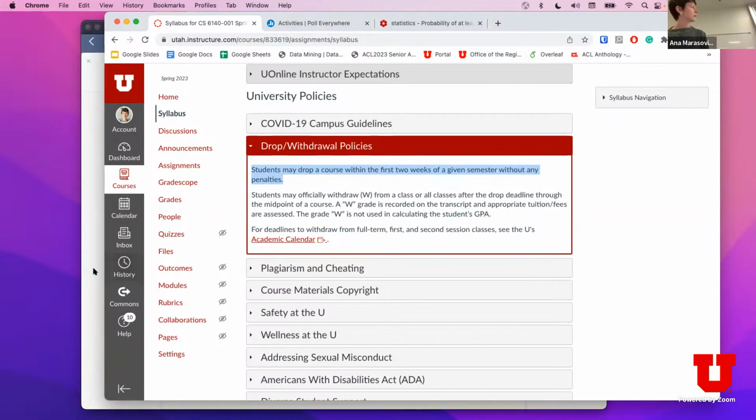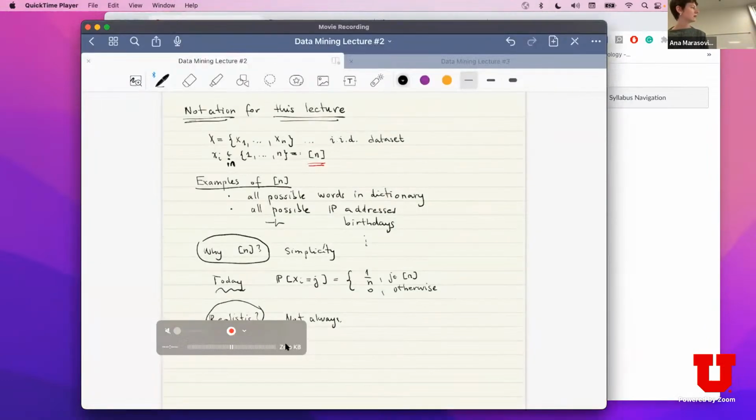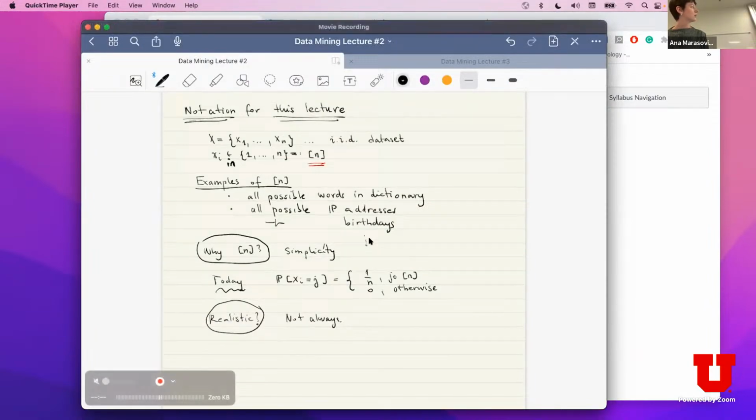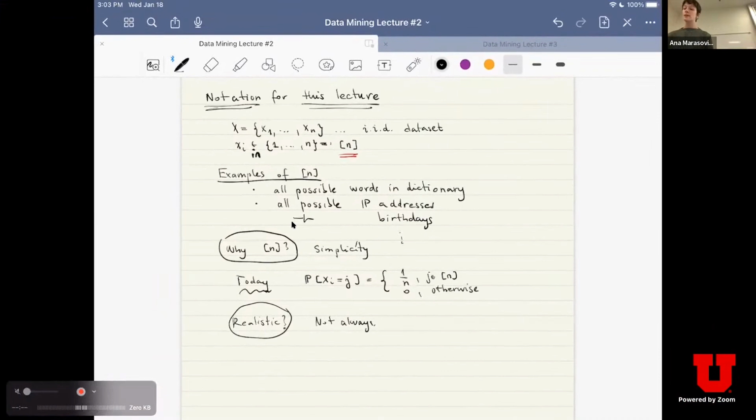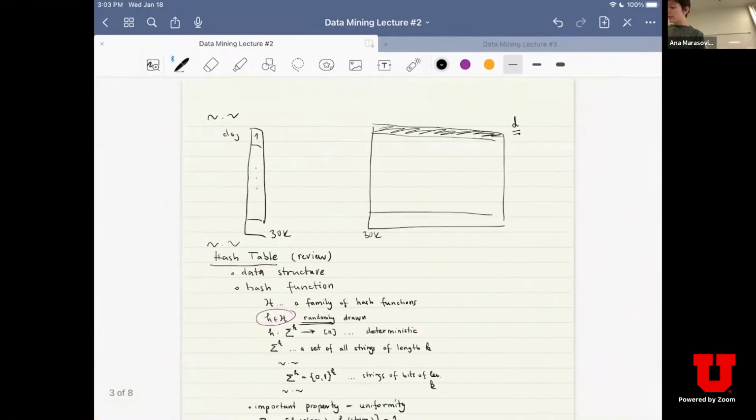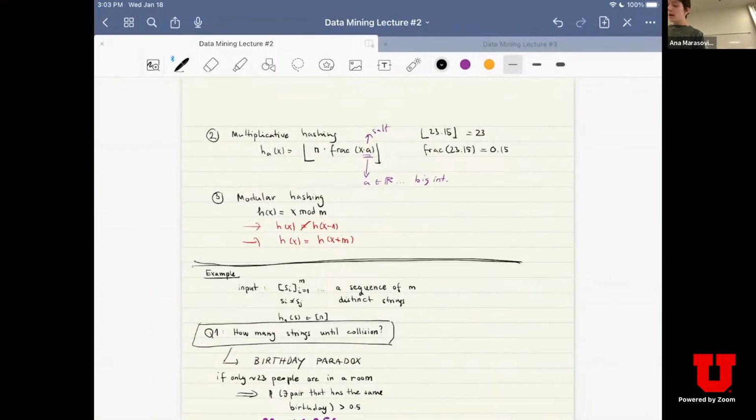Then let me navigate this thing. Okay. All righty. Here we are. So these are the lecture notes from the last time. And there were at least a few things that were unclear. It was unclear how to use multiplicative hashing for strings, and basically we'll need to convert strings to integers. And there are ways to do that. I won't go into them, but that's what you would do.